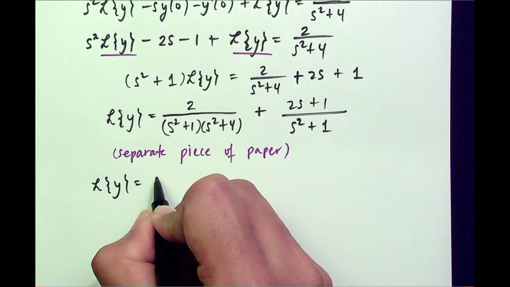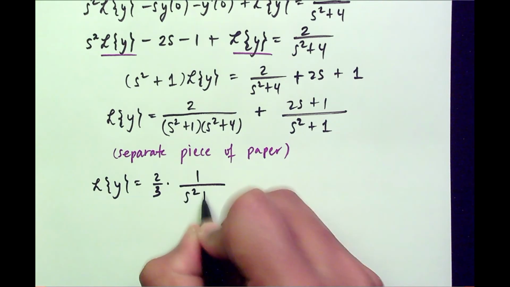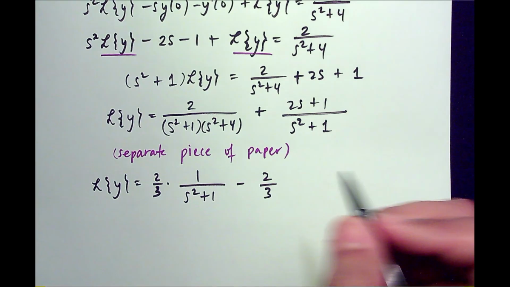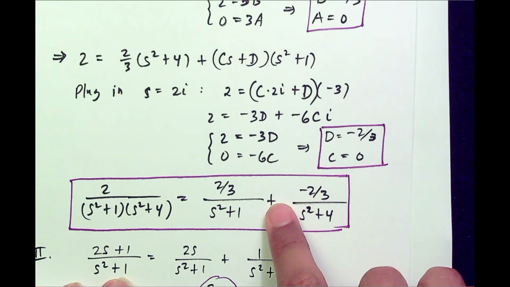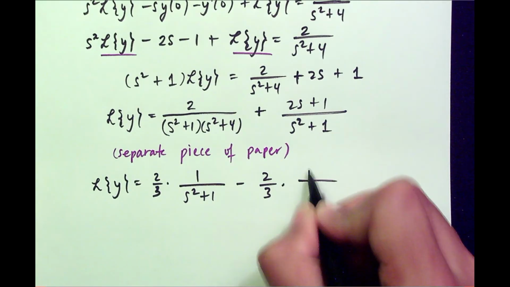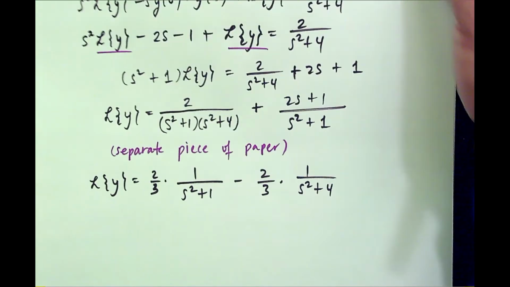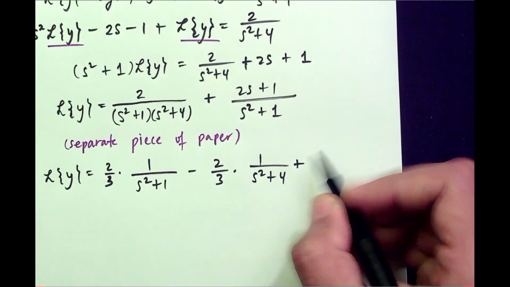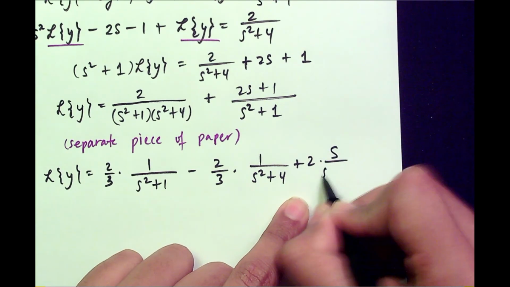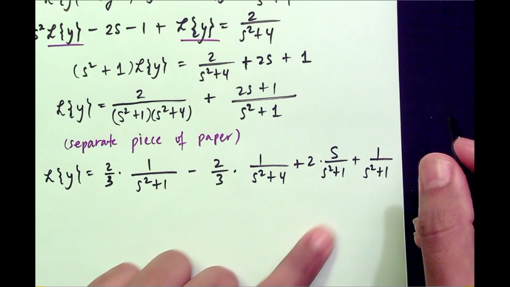So I'm just going to put the 2/3 in front and put a 1 in there. So this is 2/3 times 1 over s squared plus 1, minus, and do the same for the next one, I'm going to put the 2/3 in front and the minus, and then put a 1 in there, because that's the way it appears in the table. 1 over s squared plus 4, plus 2 times s over s squared plus 1 plus 1 over s squared plus 1.